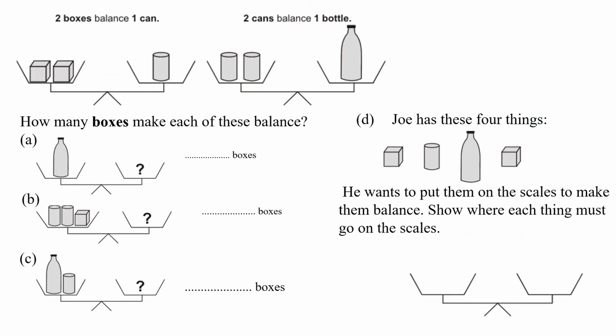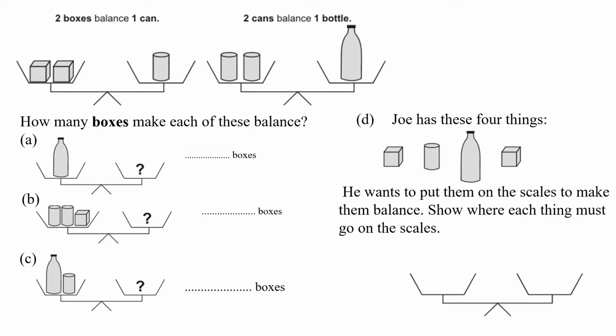Now let's look at this question. This question is fairly simple. I just found it quite intriguing because generally when we're working with equations, we're given a lot of x's and y's and variables. Here we're working with diagrams. So we're told that 2 boxes balance 1 can and 2 cans balance 1 bottle. So I want you to try these questions on your own.